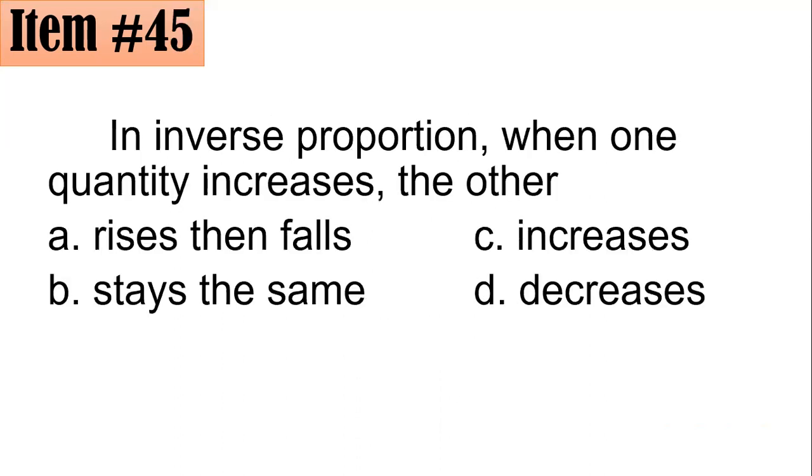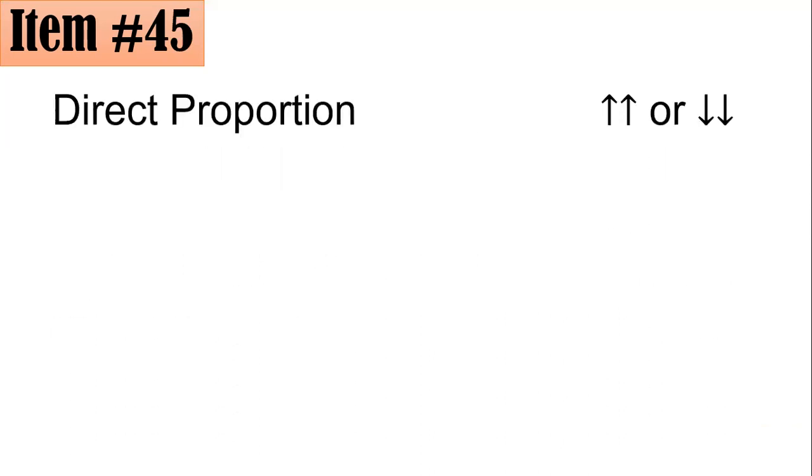45. In inverse proportion, when one quantity increases, the other what? Rises and falls, stays the same, increases, or decreases. We have to remember that in direct proportion, it's two things. If one increases, the other also increases. Or if one decreases, the other also decreases.